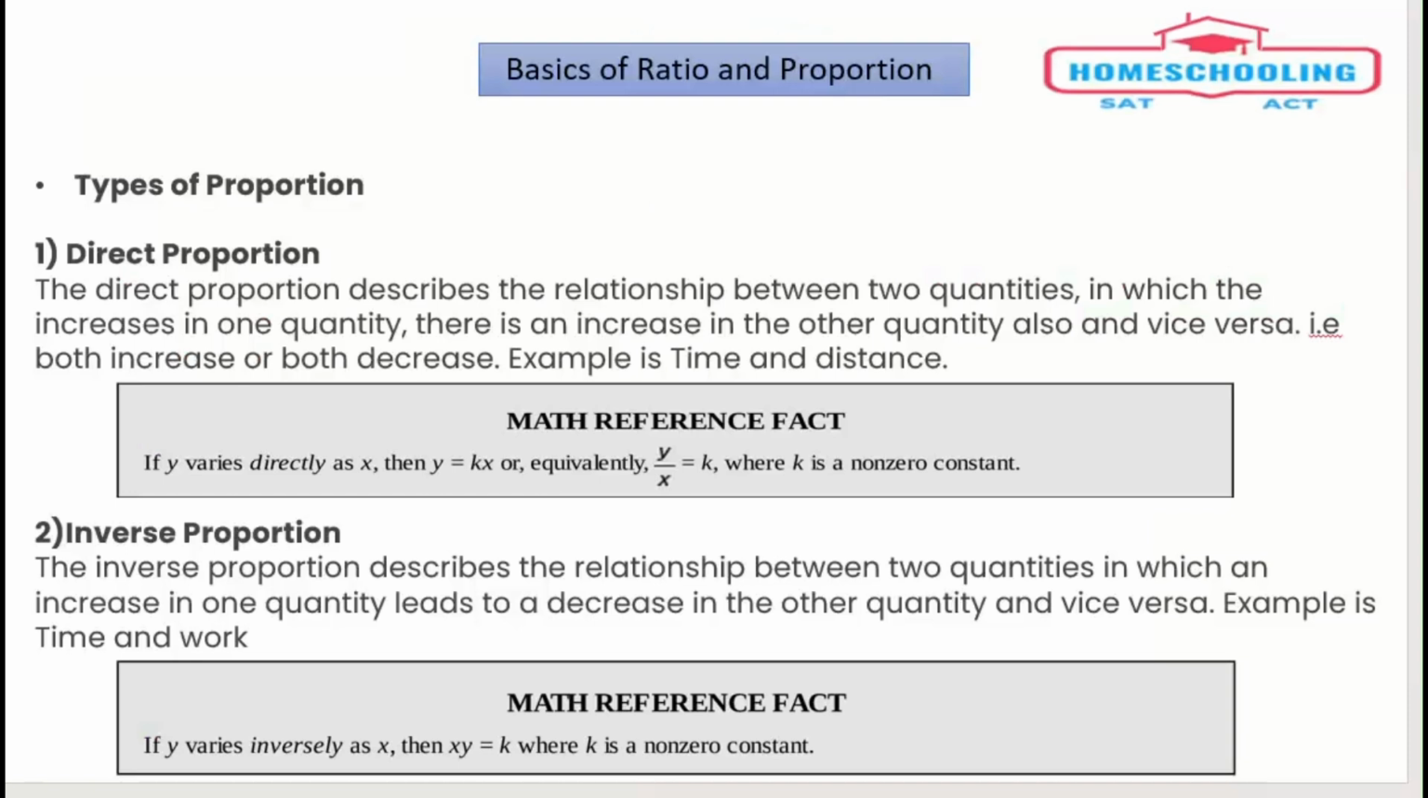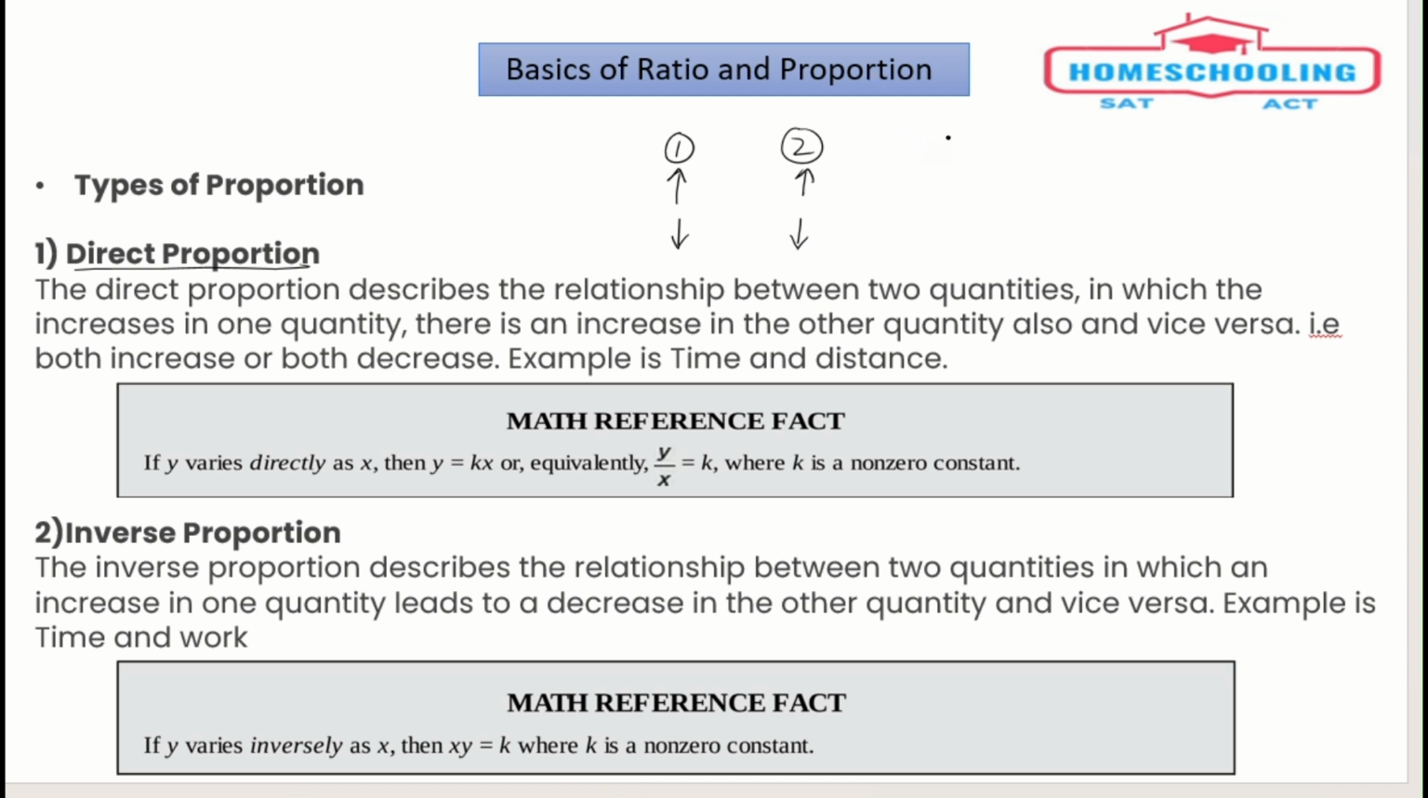Now moving to the basics. So what is direct proportion? It is a relationship between two quantities in which when one quantity increases, there is an increase in the other quantity also. Let's say that there are two quantities. If this one increases, then the other quantity also increases. If the first quantity decreases, then the other quantity also decreases.